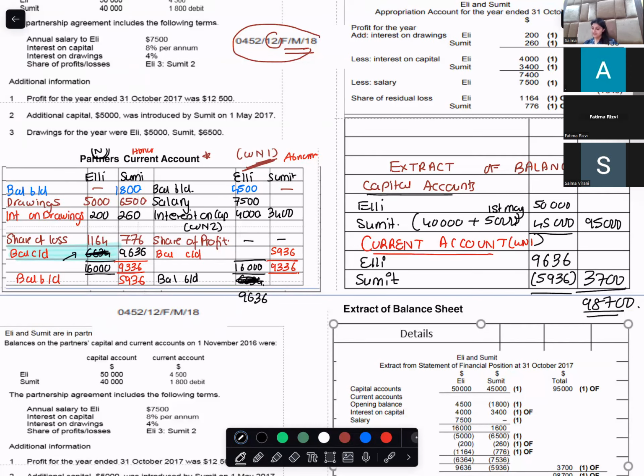With this, we complete the February-March 2018 paper 12, which is a proper sum of partnership, having some theory, appropriation account, and extract of balance sheet. But remember, whenever they ask you to make the extract of balance sheet, you will make a working note for partner's current account because it makes it very easier for you. And you will get marks for the working note.